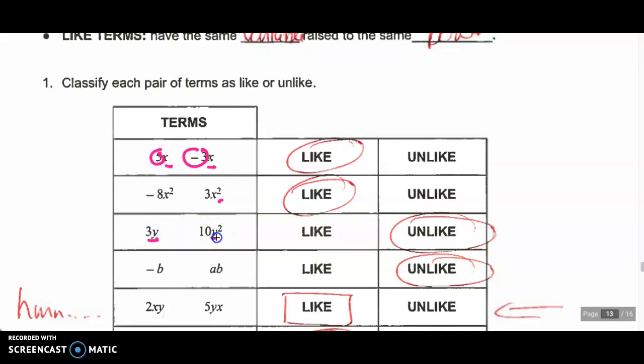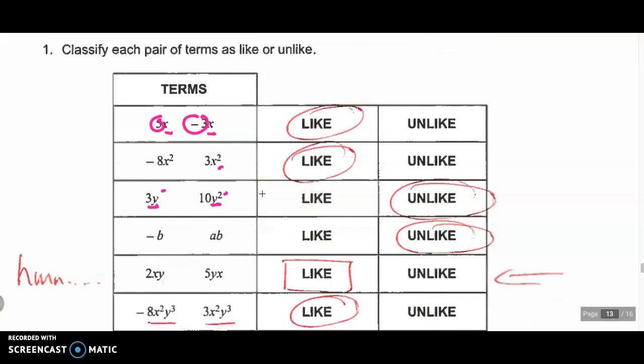And these guys here, y and y squared, they're not the same. They're similar, right? Because they both have y's in them. But this guy is different than this guy. They're not like terms, or they're called unlike terms.